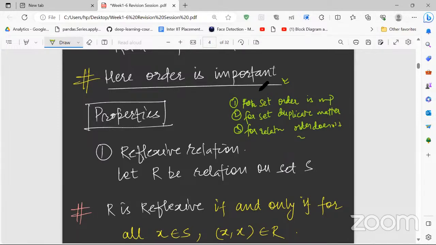Any questions can be framed like this. That's why I've written all the important concepts here. None of the statements are correct because for a set, order is not important, duplicates also don't matter, and for a relation, order matters. So that's the reason I told you about order.